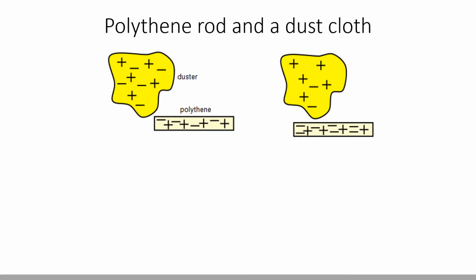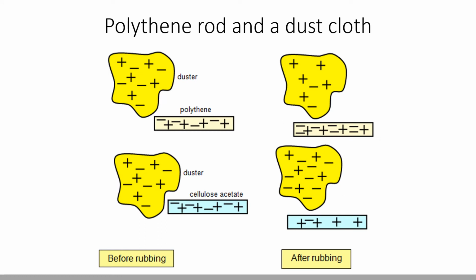On the left here is before it is rubbed, and you can see equal numbers of charges, positive and negative charges on the duster and the polythene. But on the right is what happens after you rub it. The polythene rod gains electrons from the duster, so the duster becomes overall positive charge and the polythene rod becomes a negative charge. And it's the other way around with a cellulose or acetate rod.